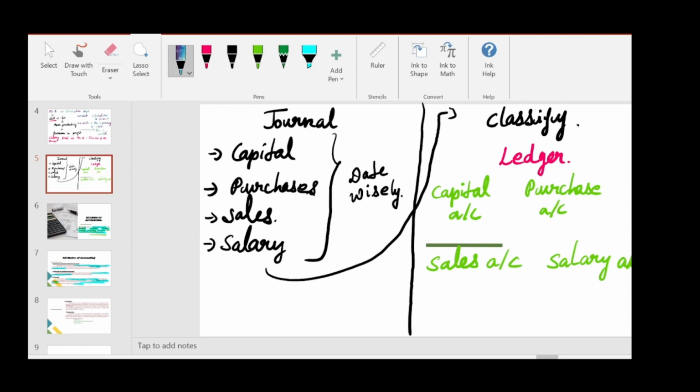The transactions related to capital account we will write here, and the transactions related to purchase we will write here. All the transactions related to sales we will classify in the sales account. All the transactions related to salary we will classify under salary account. So this is known as classification. We record all the transactions of similar nature in one account. In the ledger we have a separate account for each and every head. That is what classification is all about.